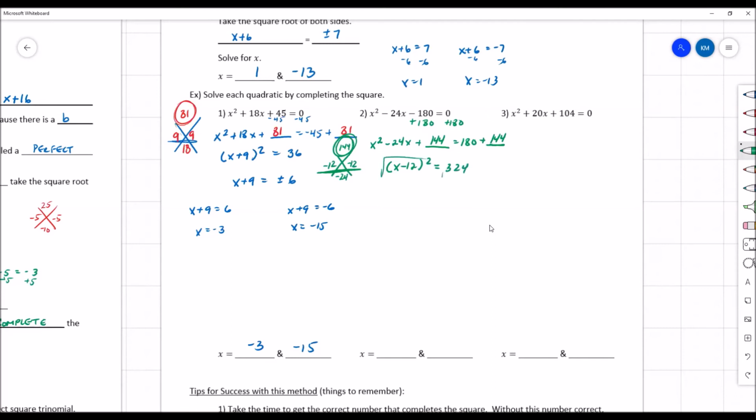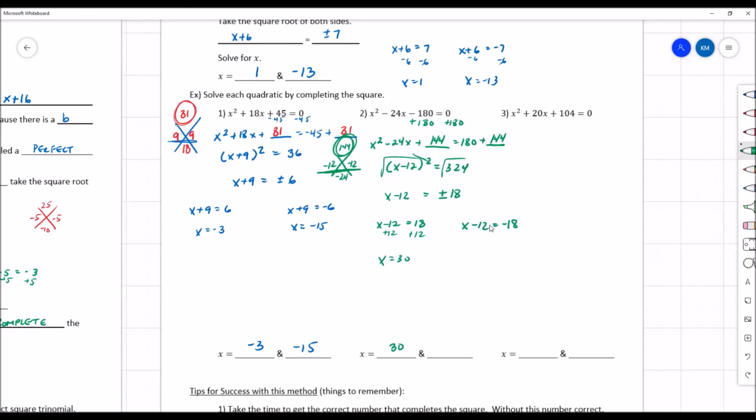Take the square root of both sides. x minus 12 equals, I don't know what that is, 16 maybe? Nope, can't be 16, 18. It is, it's 18, plus or minus 18. And so now I split it. x minus 12 equals 18. x minus 12 equals negative 18. Solve both of those. Add 12 to both sides. x equals 30.